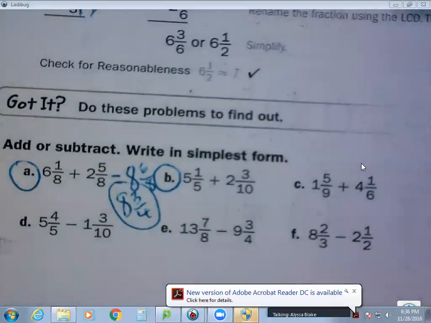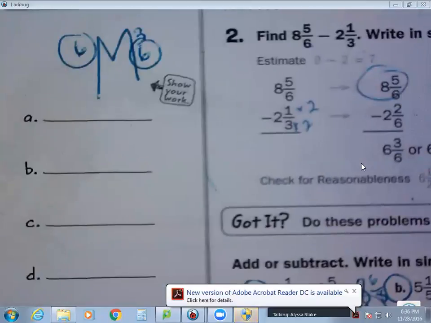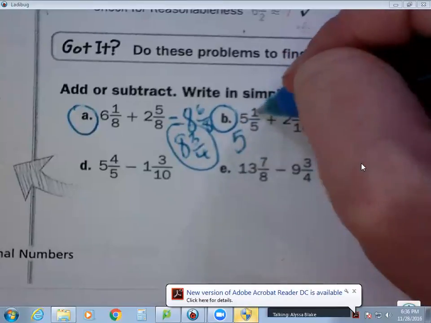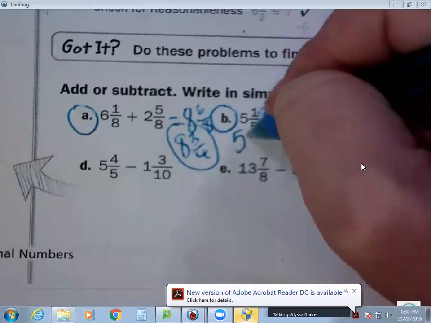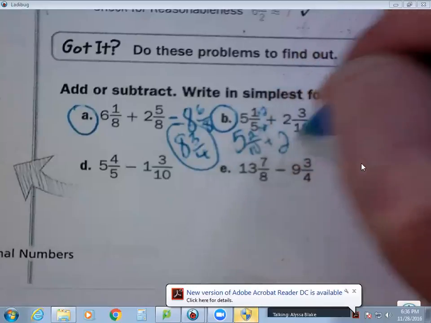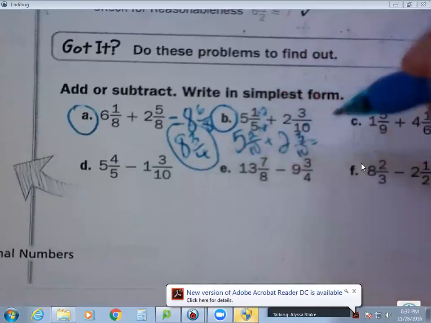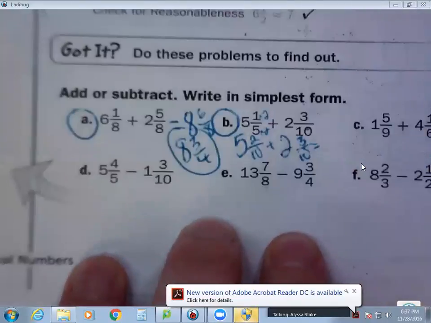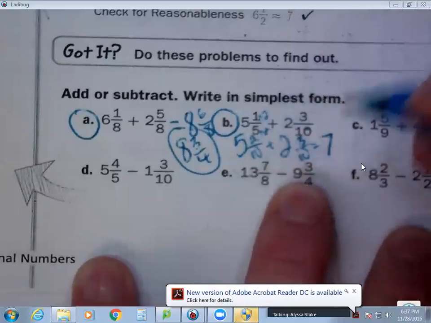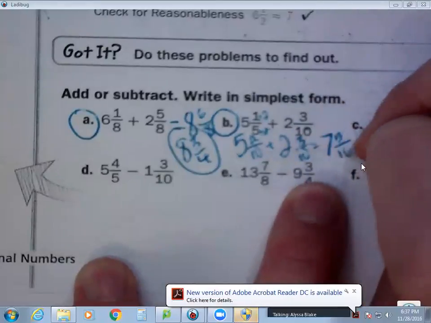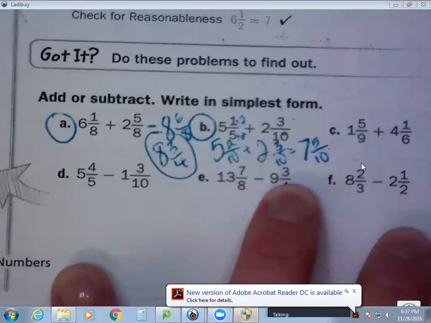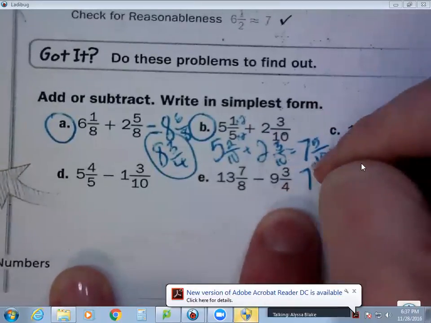So hopefully what you've done is you've changed those fifths to tenths because 10 is the common multiple for this one. So 5 and, if we times 2 on the top and on the bottom, we have 2/10 plus 2 and 3/10. We can add the whole numbers, 5 and 2. Let me focus this a little bit here. 5 and 2 is 7. 3 and 2 is 5. 7 and 5/10. And of course, that is 7 and 1/2.